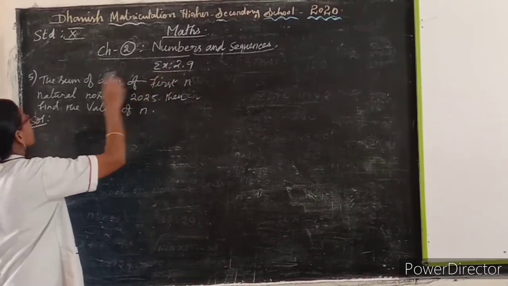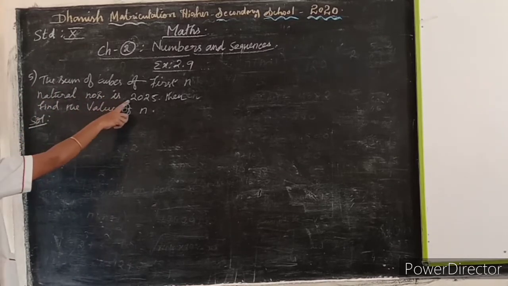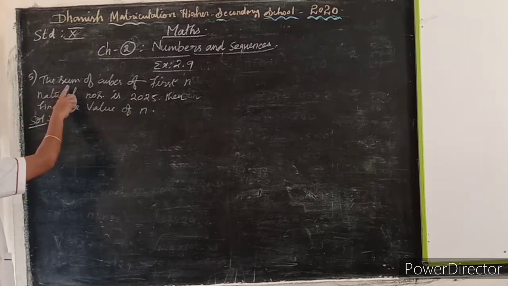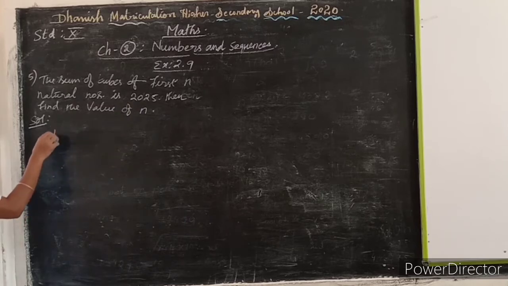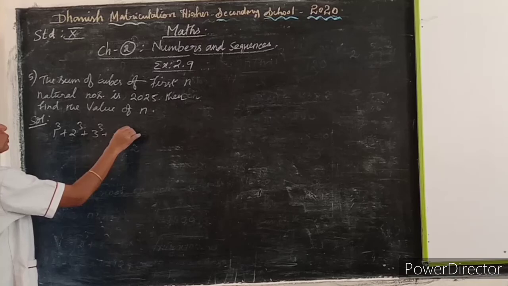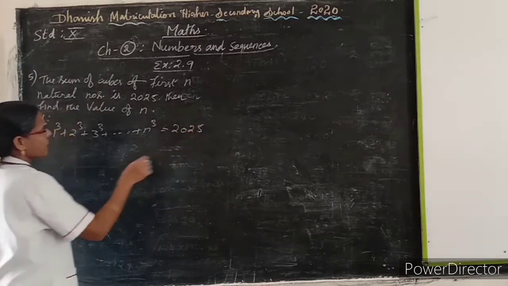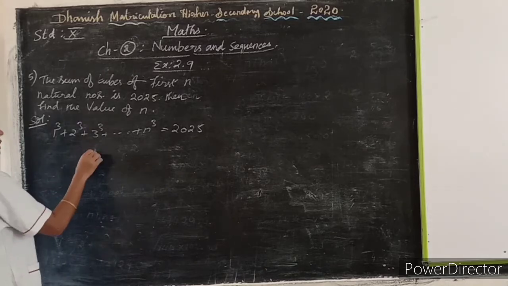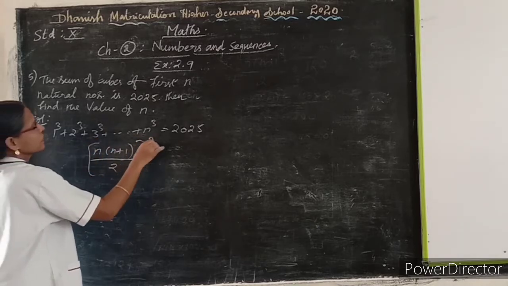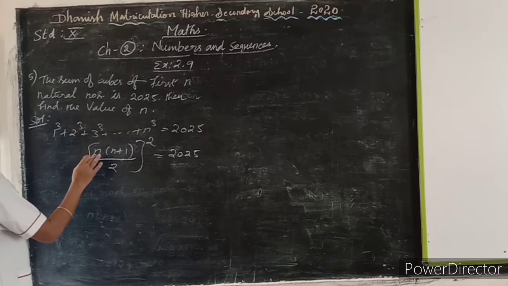From exercise 2.9, question number 5: the sum of cubes of the first n natural numbers is 2025. Then find the value of n. What is given? The sum of cubes of the first n natural numbers, that is 1 cube plus 2 cube plus 3 cube plus etc. up to n cube, is equal to 2025. Write the formula: n into (n plus 1) by 2 the whole square is 2025. This is given.